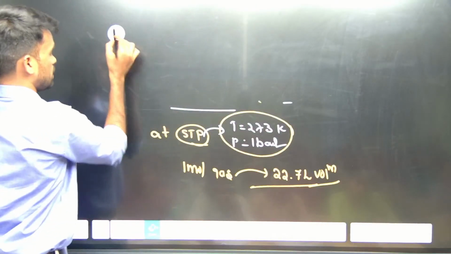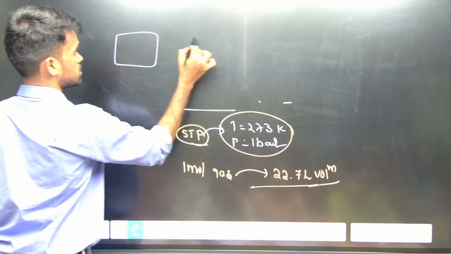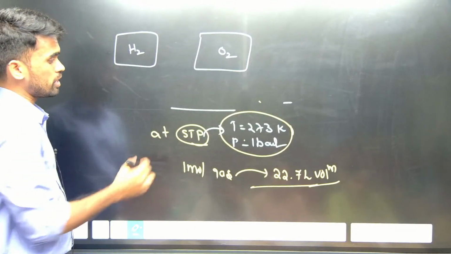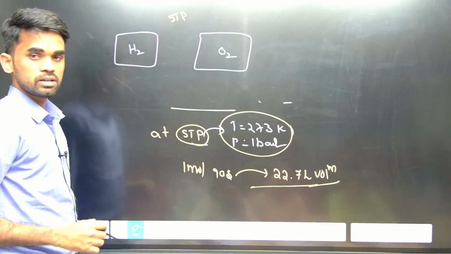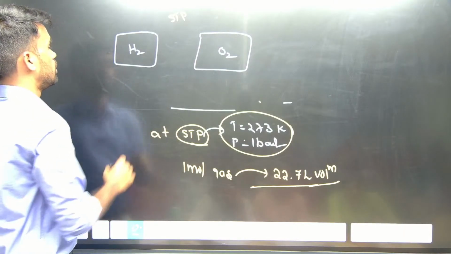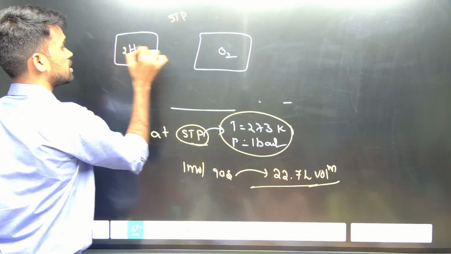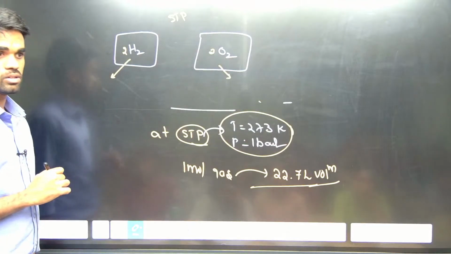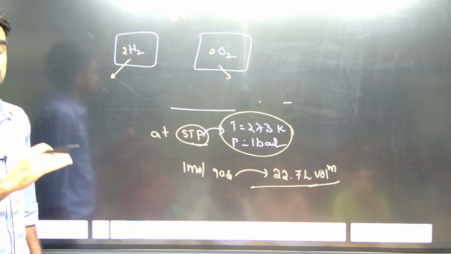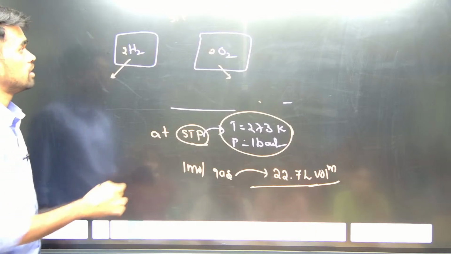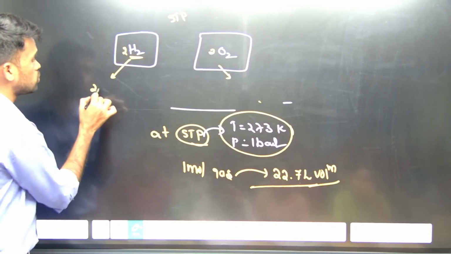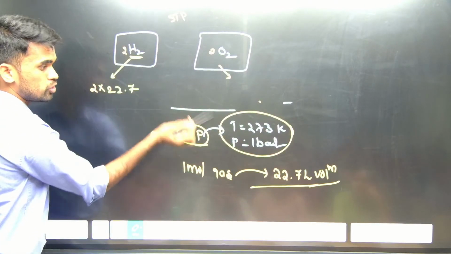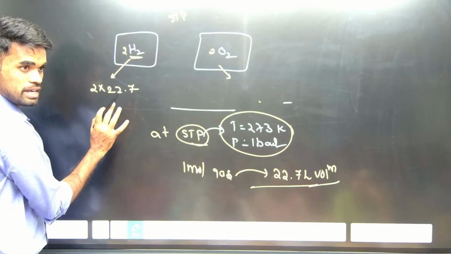22.7. So here I am taking 2 containers. This is H2 gas, this is O2 gas, at STP condition only. Here I am taking this as 2 moles, this is also 2 moles. Now tell me how much volume it has and how much volume it has? Both have the same volume. What is that volume? See, 2 moles I told now. So 2 into 1 mole occupies 2 into 22.7, because 1 mole is 22.7. So 2 moles like this. Is this clear?